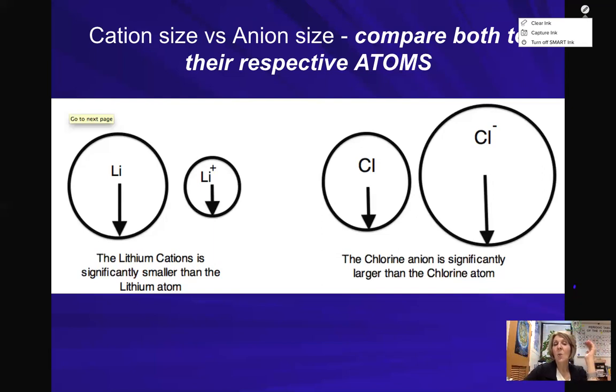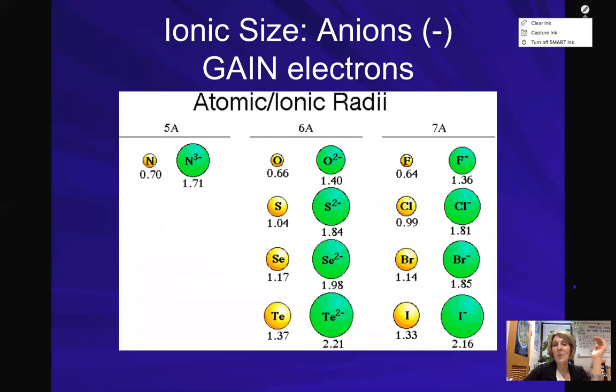All right. So anions are going to be larger than the atom that they were, and cations are going to be smaller. And I hope that helps, and hope you took good notes, because you're going to be able to use these on a quiz more than likely.